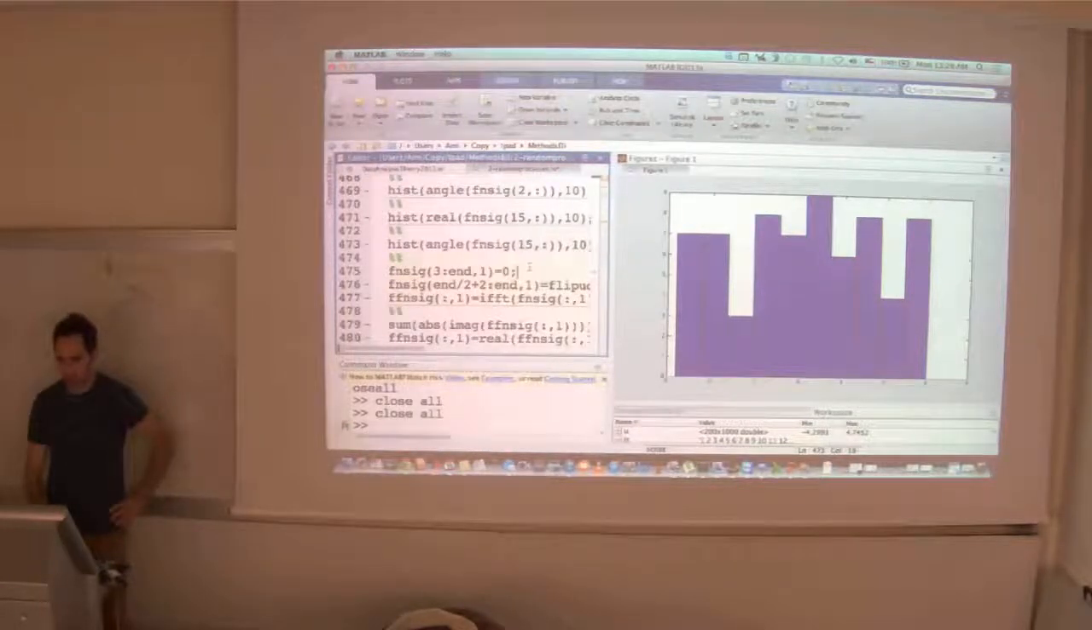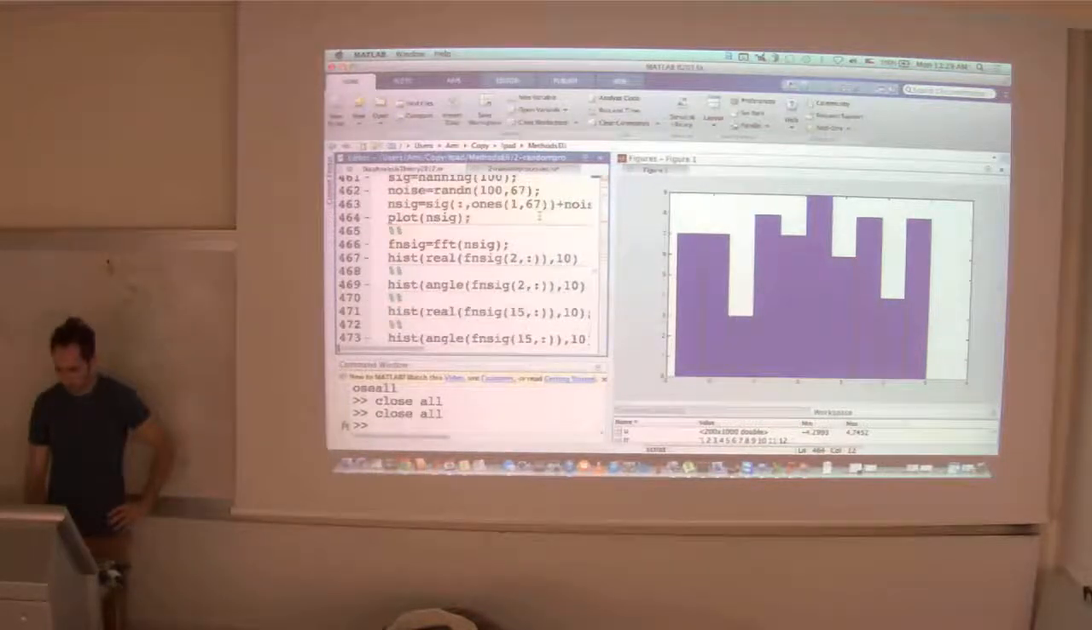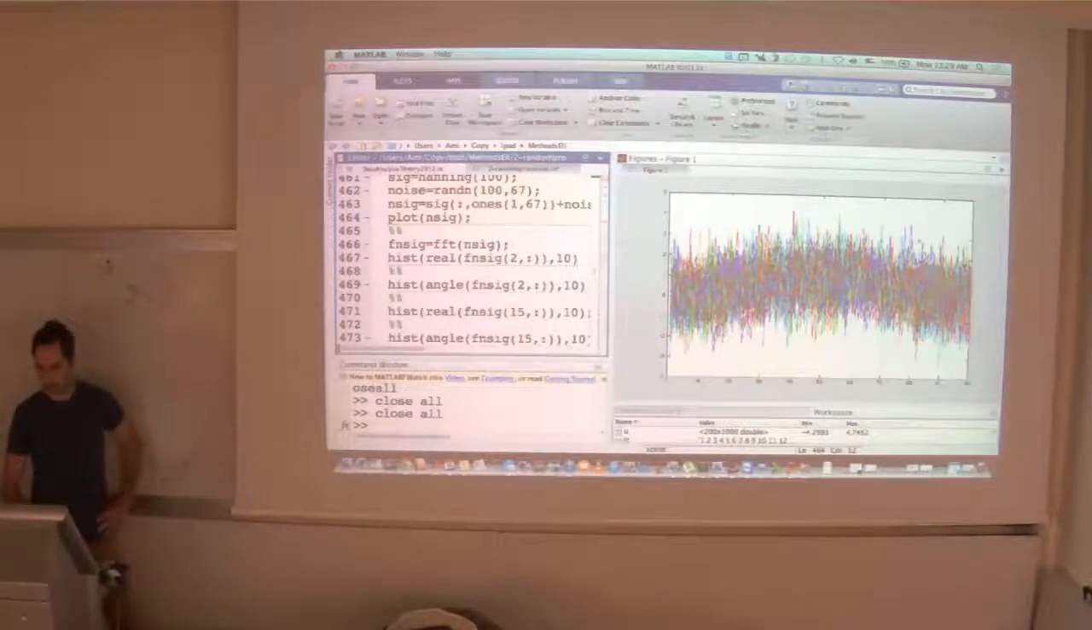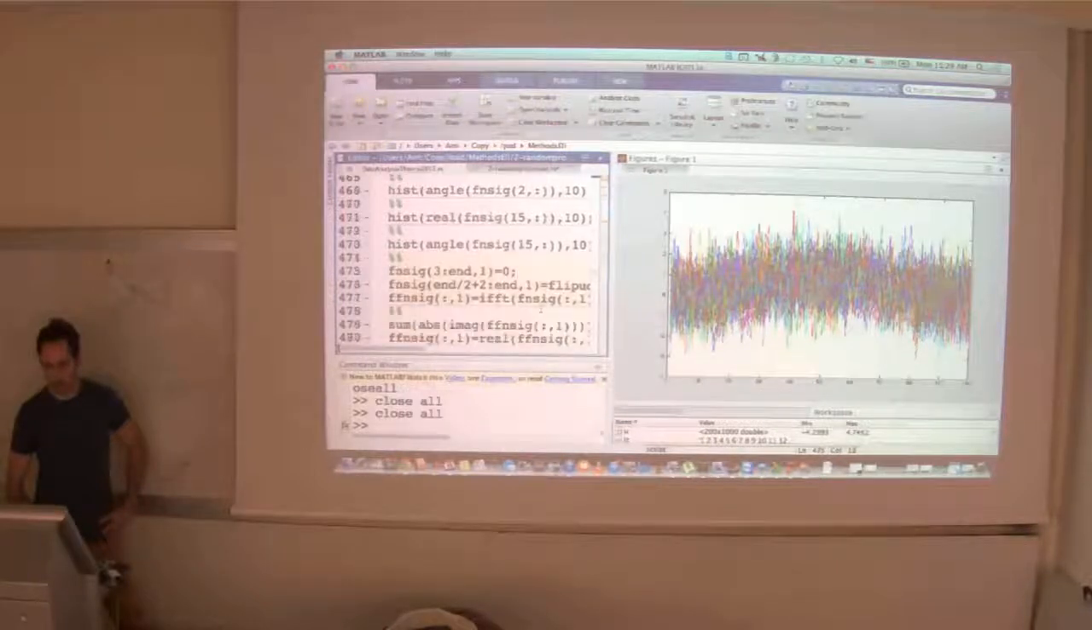So by eye, we eyeballed it, and we think that something slow is interesting here. We verified it by looking at the histogram of all of the different data points, and now we want to get rid of all the fast fluctuation.